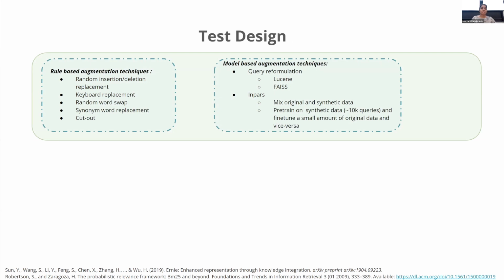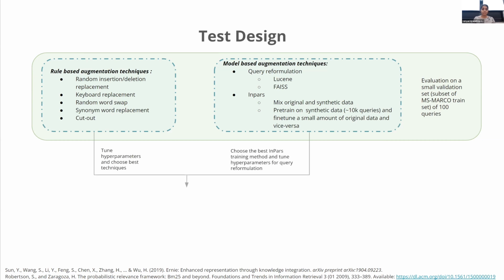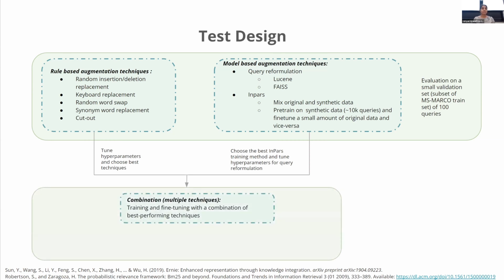One, by mixing the original and the synthetic data and training it together. And the second way we adopted was to consider the original and the synthetic data as separate sets, and using a pre-training fine-tuning approach by pre-training on one set and fine-tuning on the other. We used a small validation set of 100 queries from the MS MARCO train set for the hyperparameter tuning of the rule-based augmentation techniques. Once we tune these hyperparameters and choose the best performing models, we actually try out a combination of multiple techniques. So for example, we pre-train on the InPars synthetic data and then fine-tune it on a mixture of rule-based augmentation techniques on the original data.